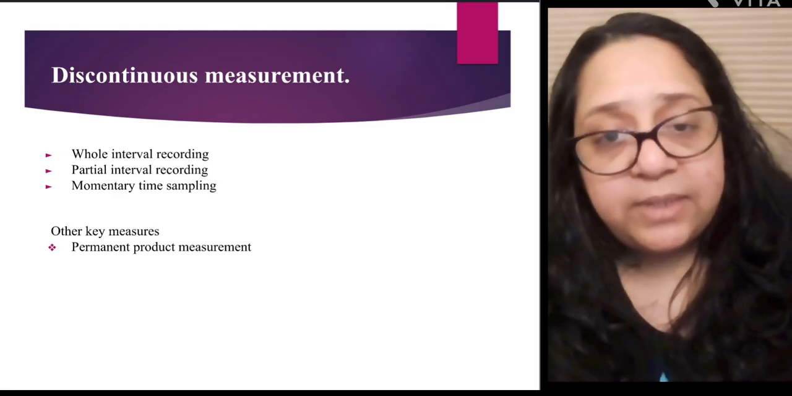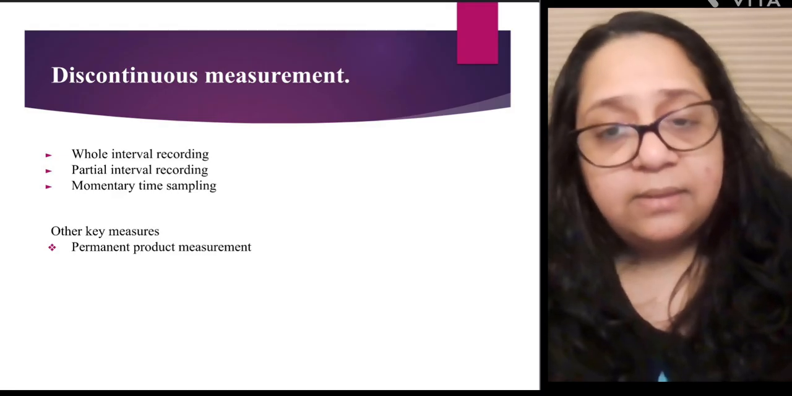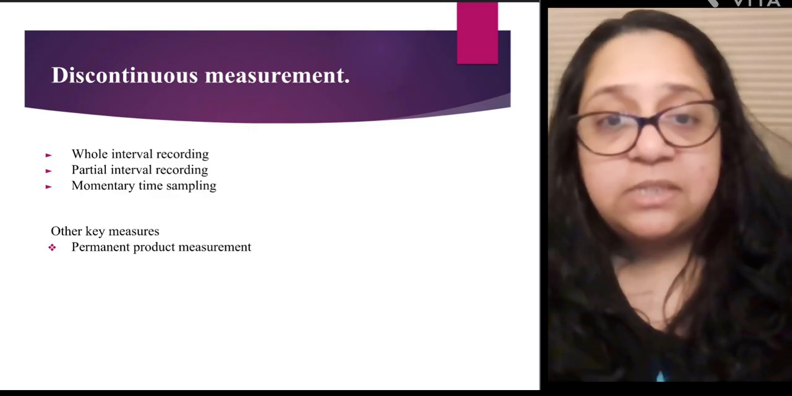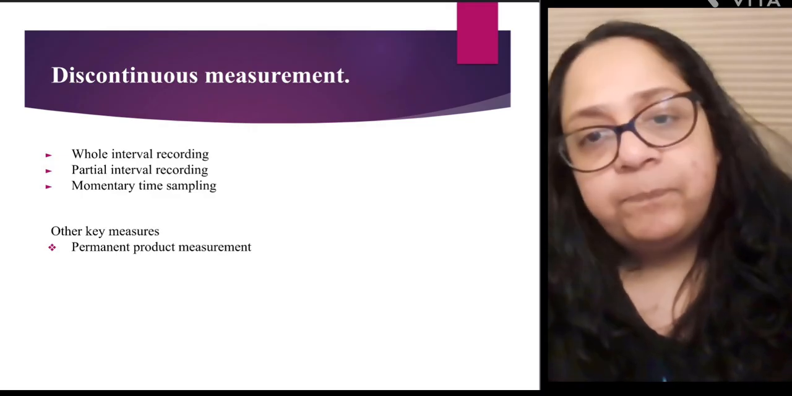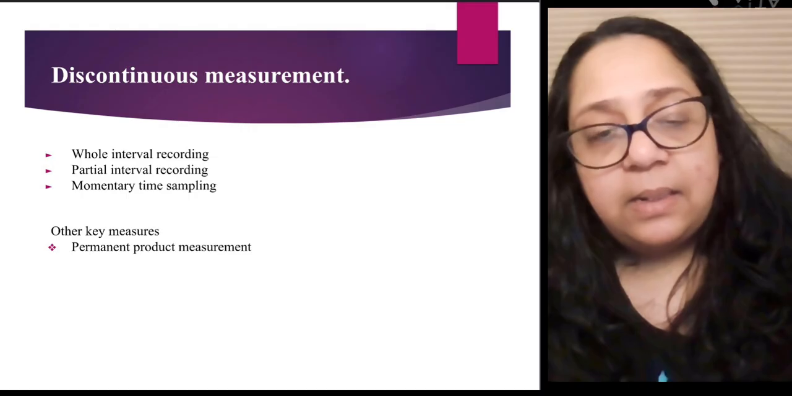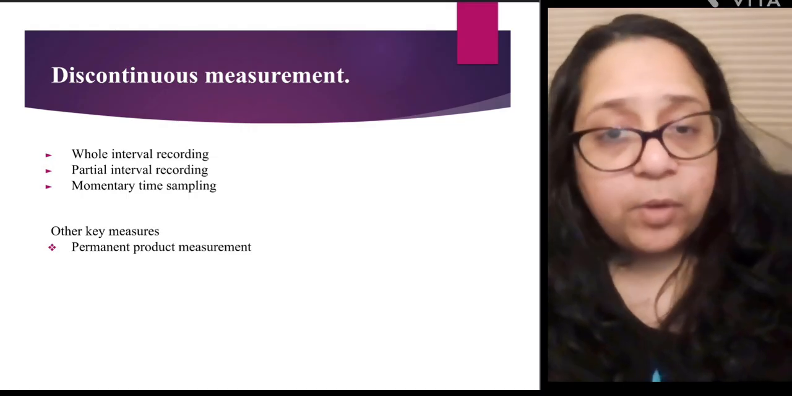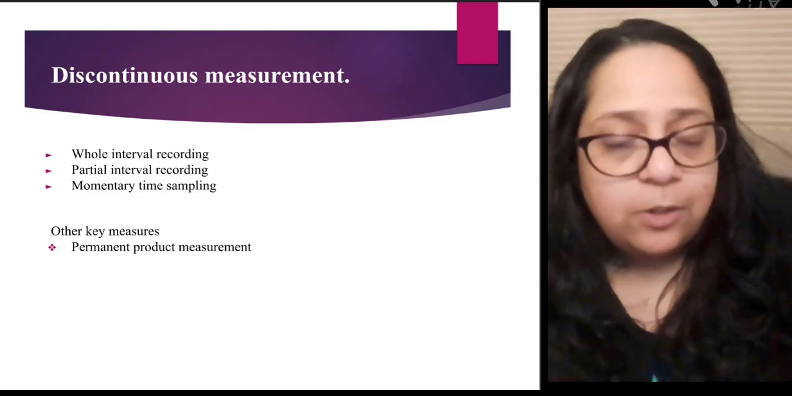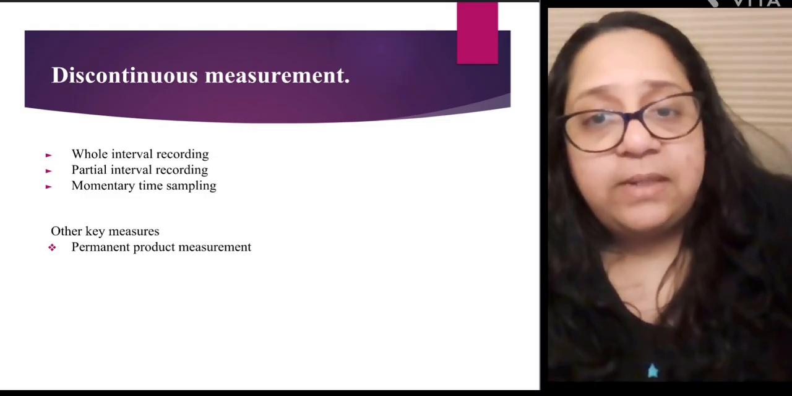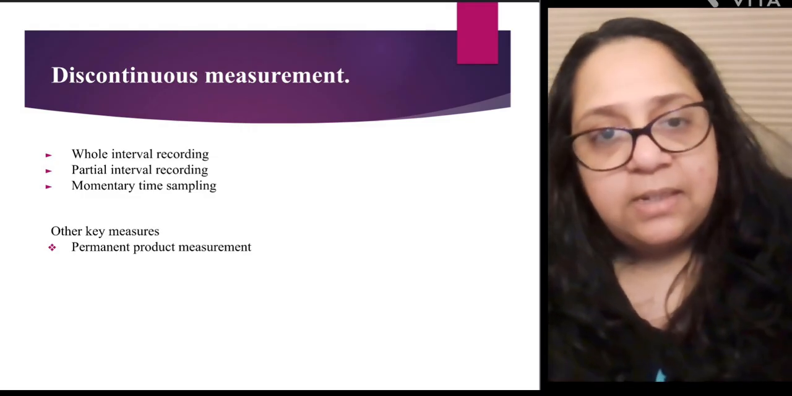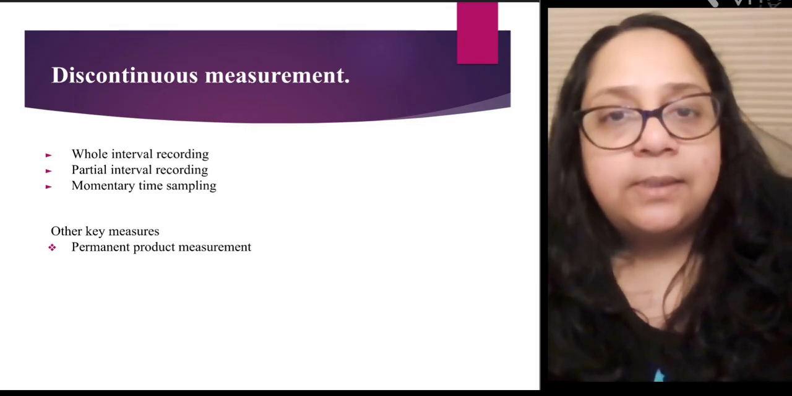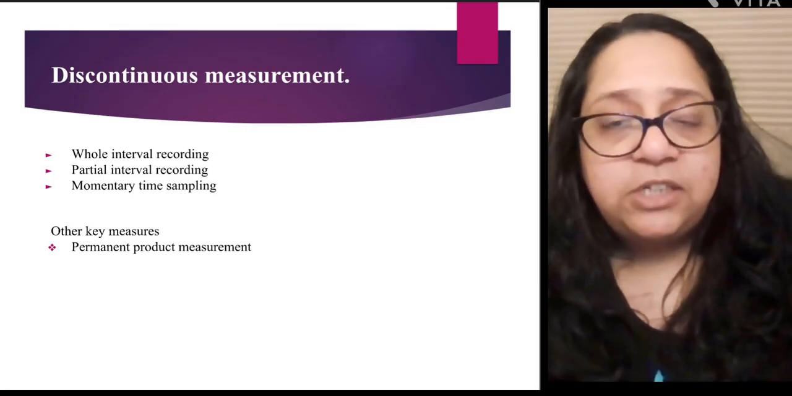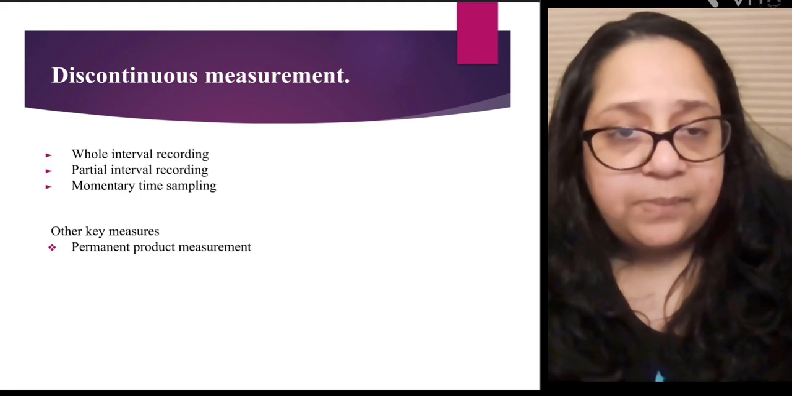So, in addition to direct observation methods, there are other key measures used in ABA. One is permanent product measurement. Permanent product measurement involves measuring the outcome or result of a behavior rather than observing the behavior itself. Examples include a completed worksheet, a clean classroom, or a finished work task.